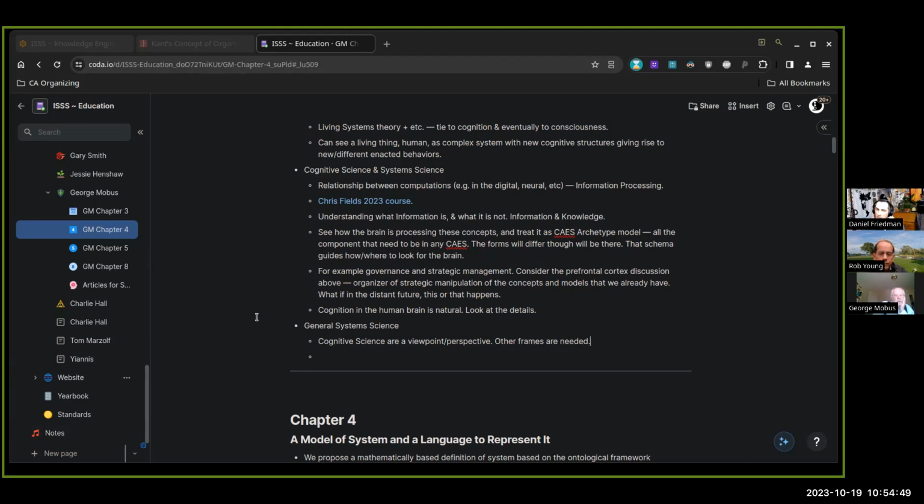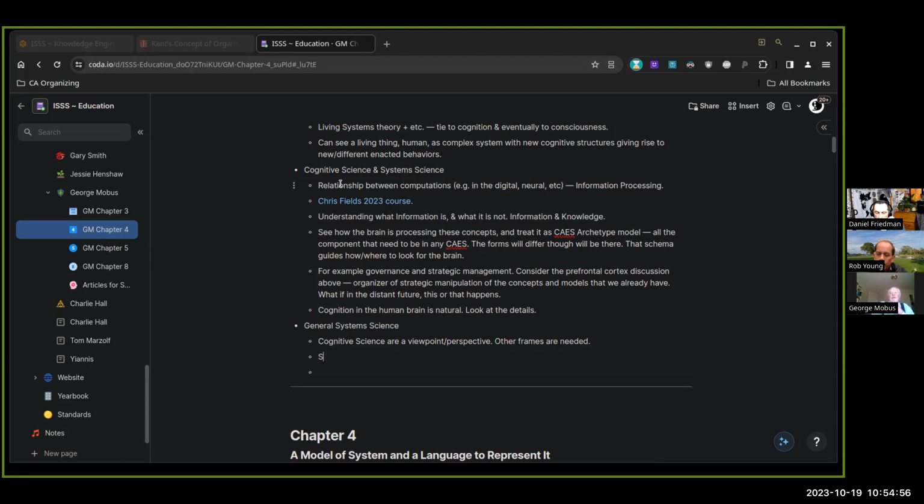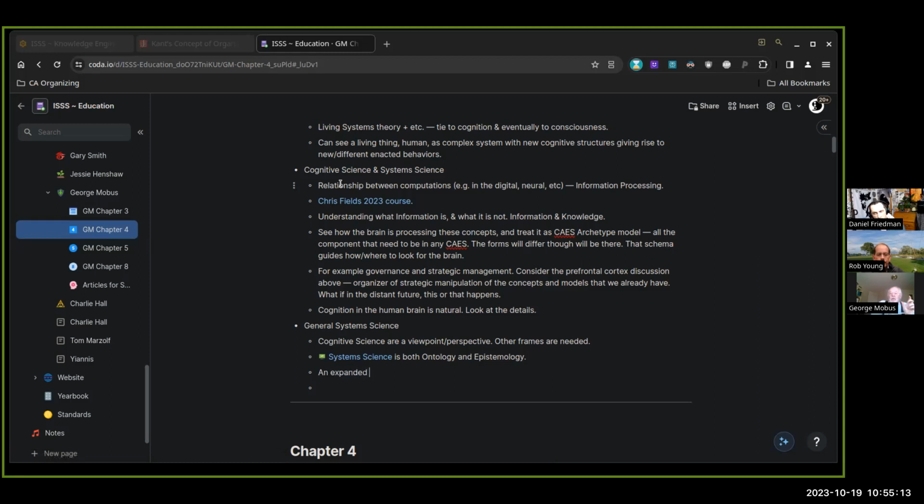Yeah, I don't disagree with that. I do make the argument that system science is both ontology and epistemology. Yeah, I kind of agree with that. What I started out saying though was if we expand cognitive science to include what exists, like concepts, for example, what is the ontological status of concepts, and the hierarchy of concepts and so forth.